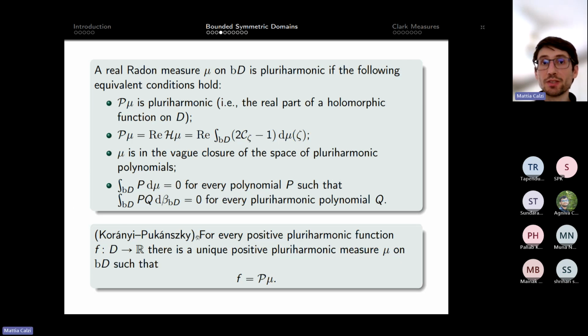And the nice result, which extends the Riesz-Herglotz representation theorem in this context, says that if you take a positive pluriharmonic function on D, then it is the Poisson-Szegő integral of a unique positive pluriharmonic measure. The proof is essentially the same. And this is a bijection between positive pluriharmonic functions and the positive pluriharmonic measures.